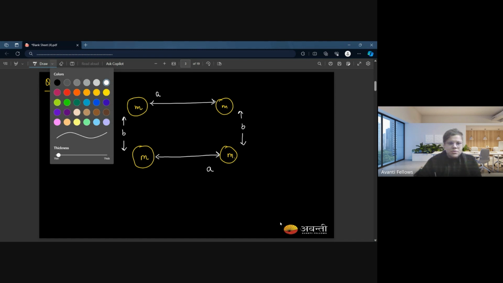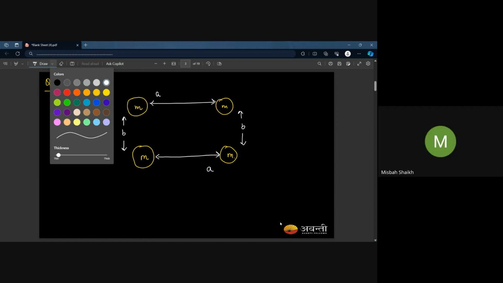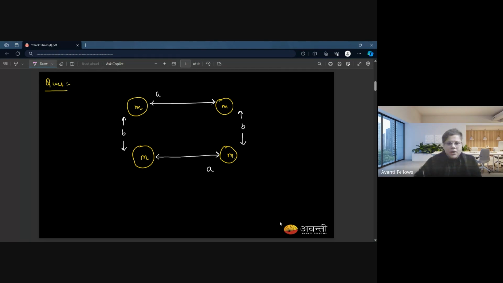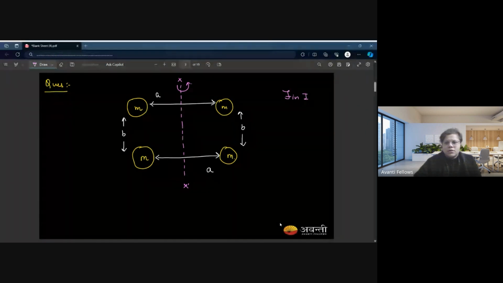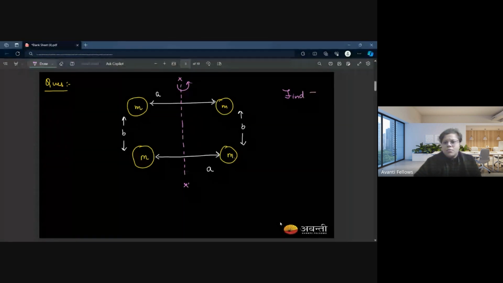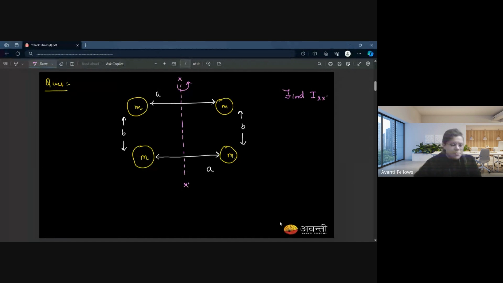Am I visible? Yes, ma'am. Hello. Yes, Okay. ma'am. Take it. So they gave you an axis of rotation like this, right? This pink one is your axis of rotation. Let's say it is x prime. So the question is, find moment of inertia. एक second. Find moment of inertia about x prime. Okay. Find moment of inertia about x prime.